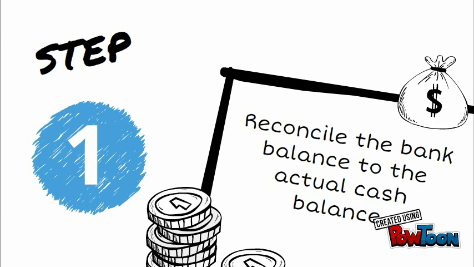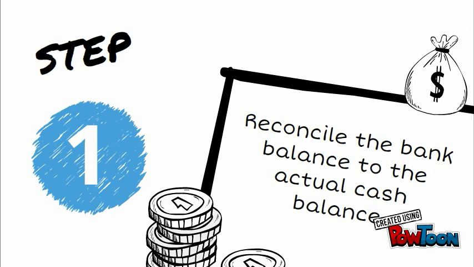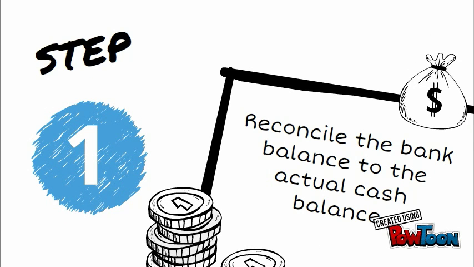Step 1. Reconcile the bank balance to the actual cash balance. This is done by comparing the bank statement to the company's cash records and adjusting the bank statement's cash balance by adding the deposits in transit and subtracting any outstanding checks as of the statement date.